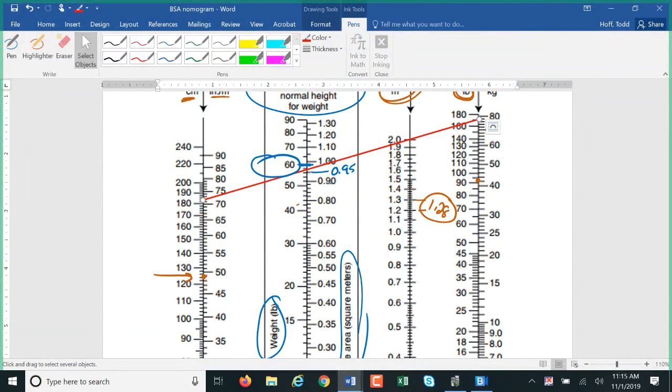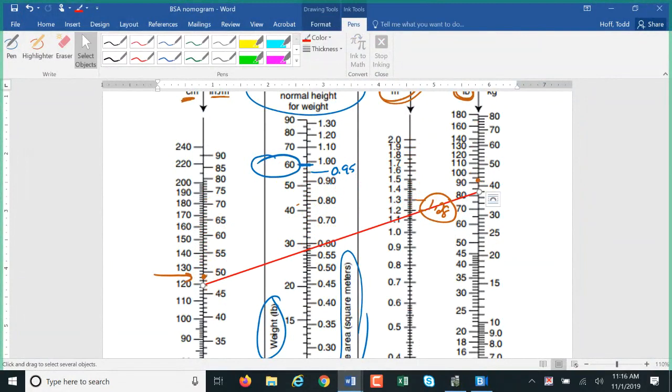Patient 2 was 120 centimeters and 38 kilograms. 38 is somewhere in there. I am getting like 1.15, 1.16. Is that about what you came out with? Perfect. Any questions on using the nomogram?